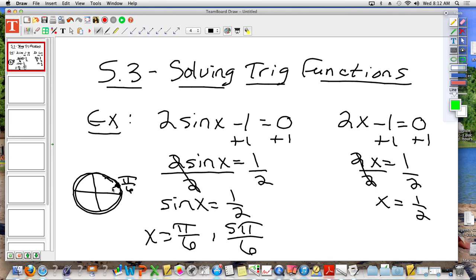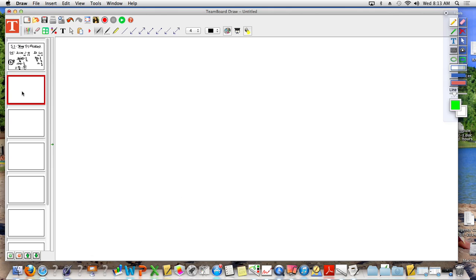So keep that in mind, that you can get some answers, but you're not going to get them all. And then when we start doing things like, if you have a secant in there, then it just gets a little trickier typing things into the calculator. All right, let's try another example.